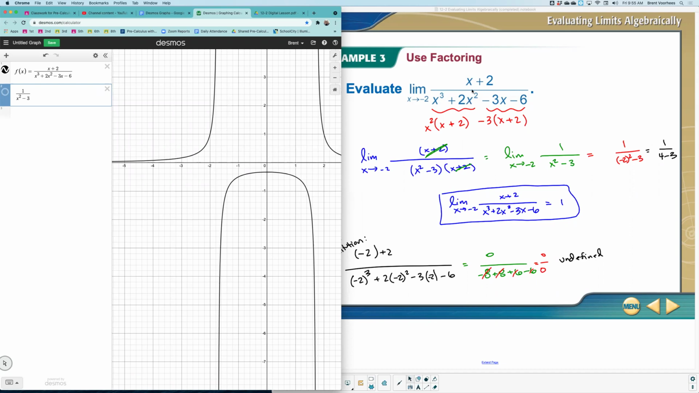By the way, I want to show you this. We realized that when we simplified this function, we got 1 over x squared minus 3. So I just typed that in right here, and if you graph that, you'd see that it's the same graph. It's the same exact picture as before.